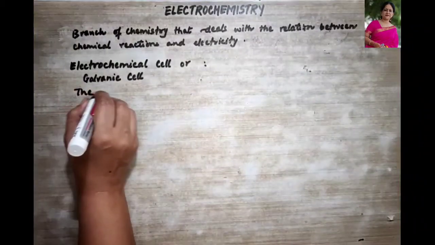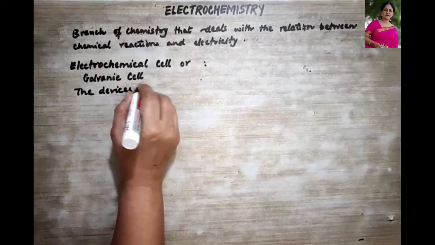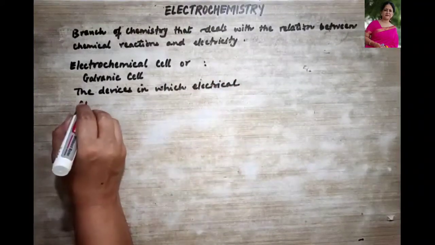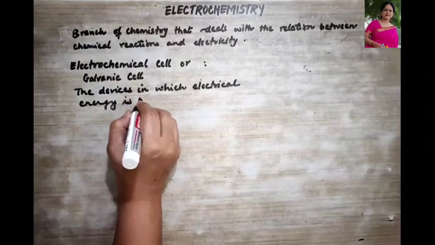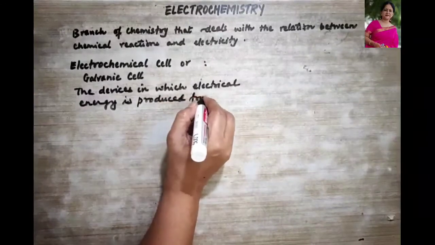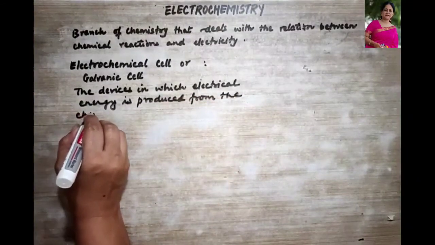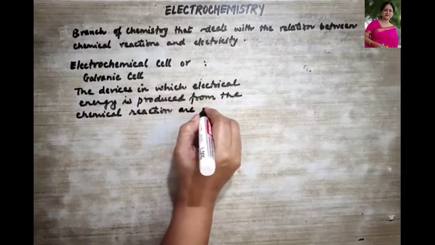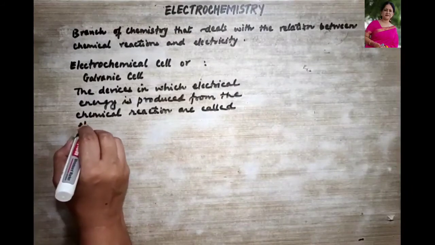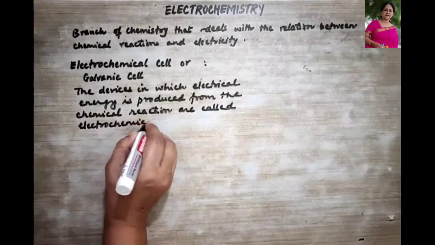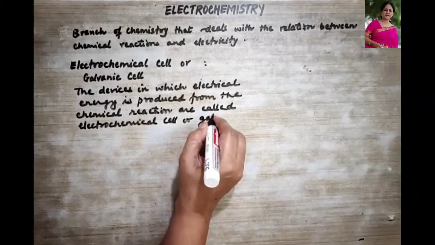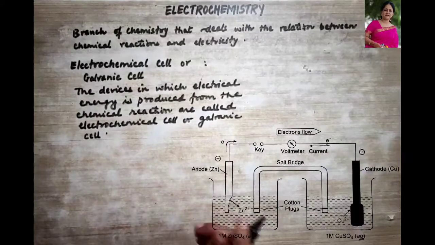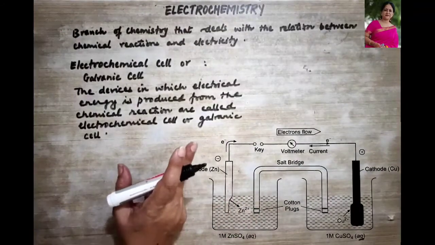What did I say? The devices in which electrical energy is produced from the chemical reactions are called electrochemical cell or galvanic cell. Clear?